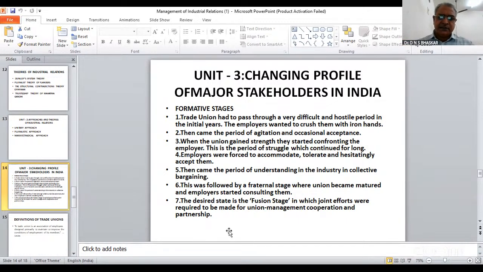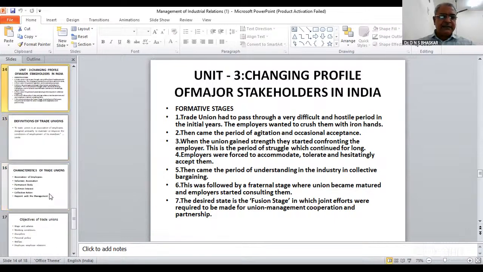Then the last step is the desired state, called the fusion state, in which joint efforts were required to be made by union-management cooperation. So finally, at this moment, they became a compulsory aspect in the industrial aspect, and union-management cooperation became part and parcel of the management decision-making process. Okay, these are the various stages in which trade unionism came into existence.